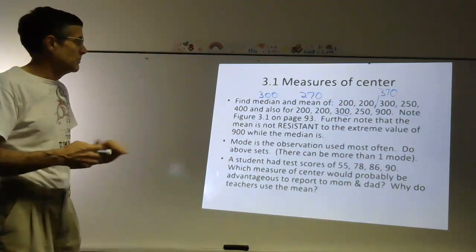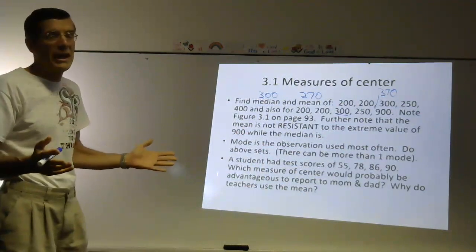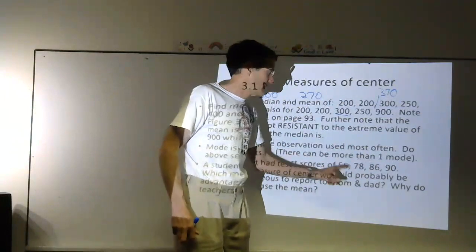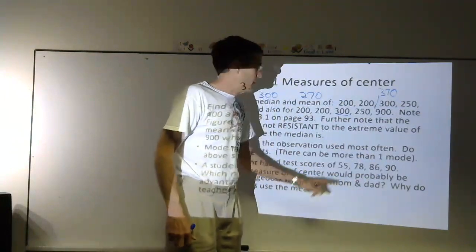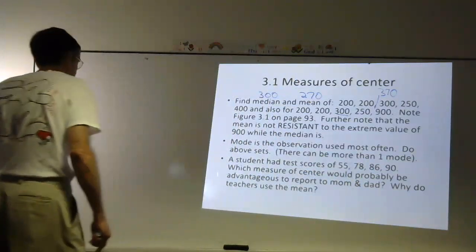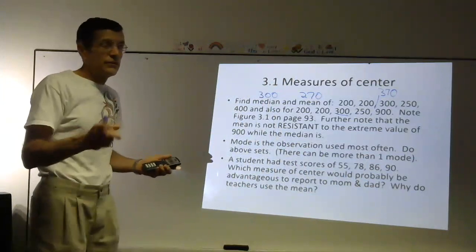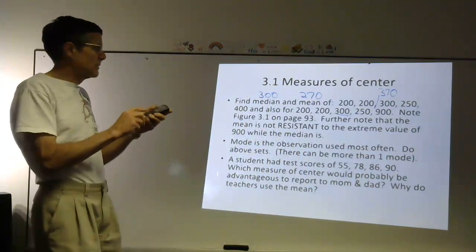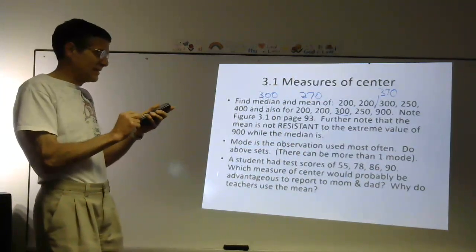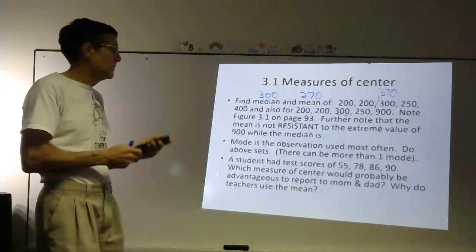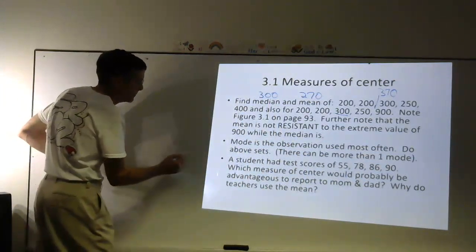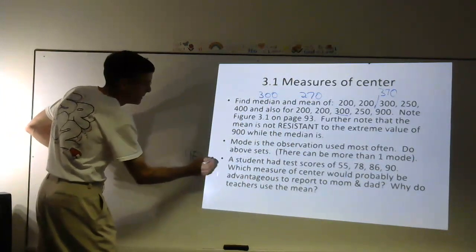Which measure of center would be more advantageous to report to mom and dad? You want to make it sound better. All right, now let's look at this. This is an even number of data. They are in order. The median would be the one right in the middle of the 78 and 86. So to find the one in the middle of 78 and 86, I should be able to do that in my head. I think it's 82. 78 plus 86 and divide by 2 to find the one in the middle. So the median in this problem is 82.